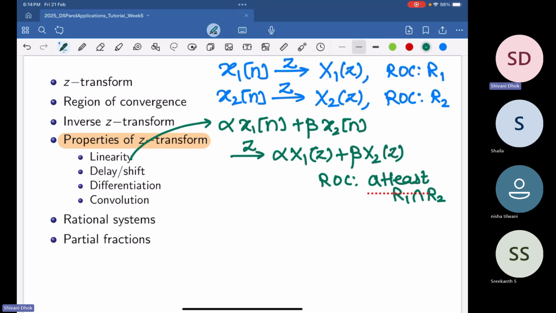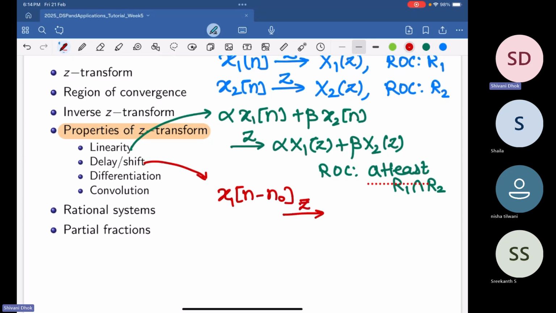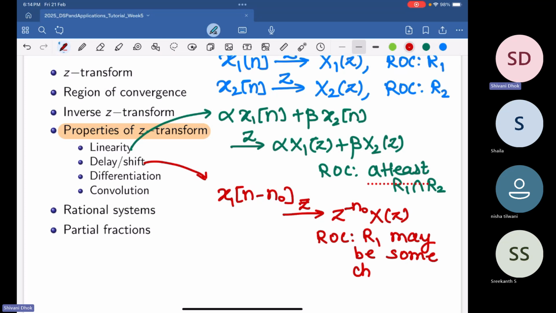This is the linearity property. Next property is the delay or shift property. It says that if I shift my signal, let's say x1 of n, by a value n naught, that is, if I want to figure out the Z transform of x1 of n minus n naught, then its Z transform is given by z to the power minus n naught into x of z, and its ROC remains R1, with maybe some changes at z equal to 0 or plus minus infinity.